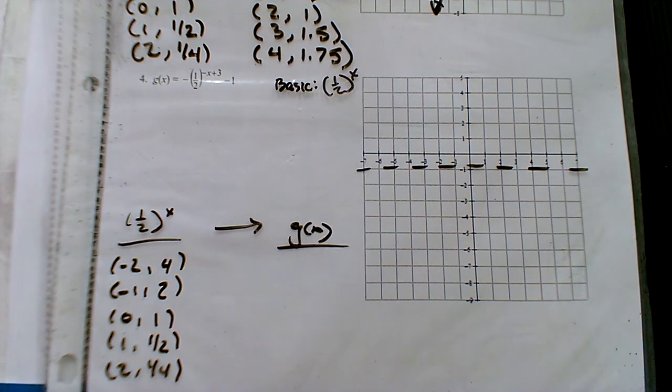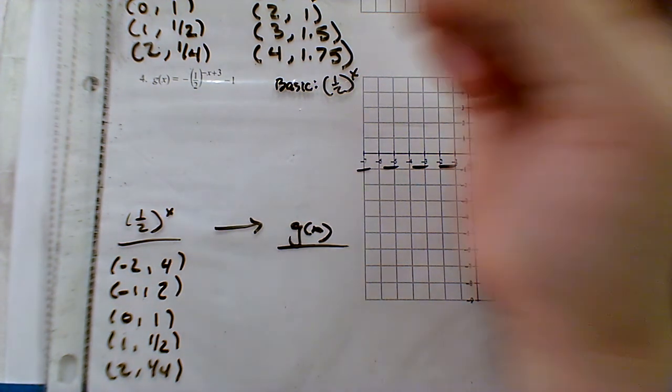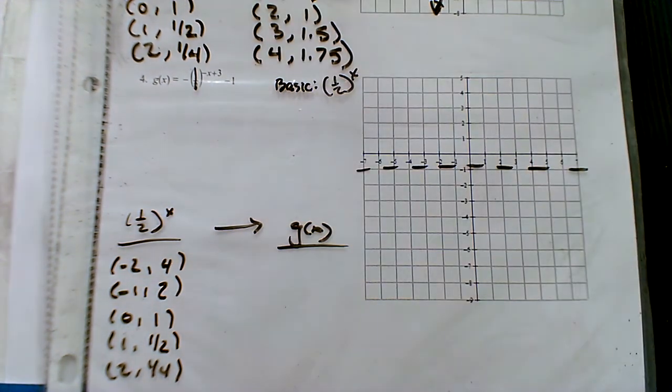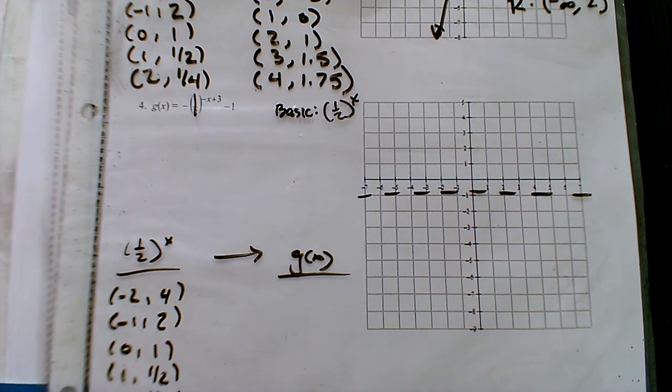All right, it's looking good, guys. Let's see. Looking at the base, it's a half, so we know what our basic equation was. Can we pick apart the rest of the equation, though, to find some transformations? What did you guys list?